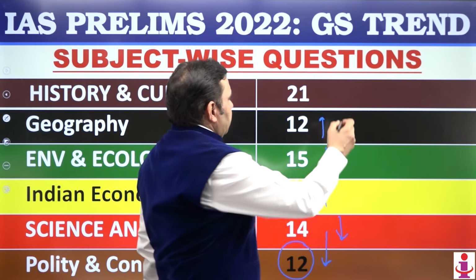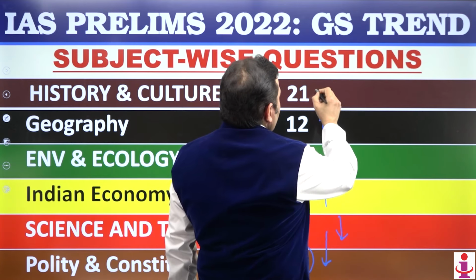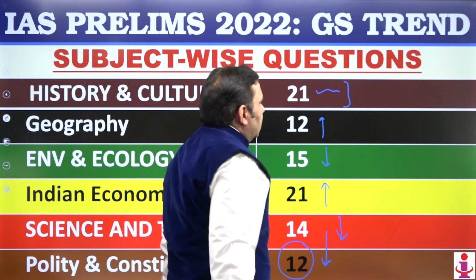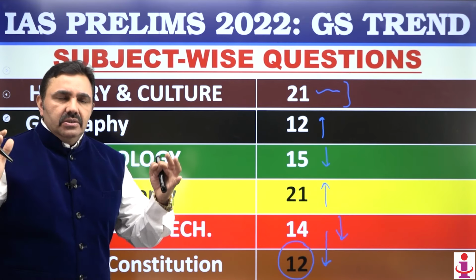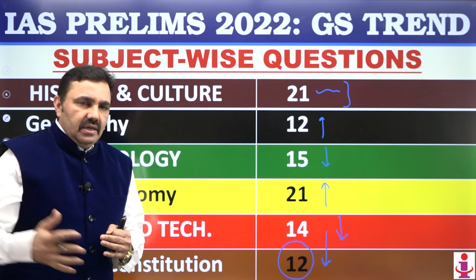History and culture, almost the same. Last time also 21, 22. So it's almost the same, fixed almost. 20% of the paper is always from history and culture related topics. These are very easy and very static also.